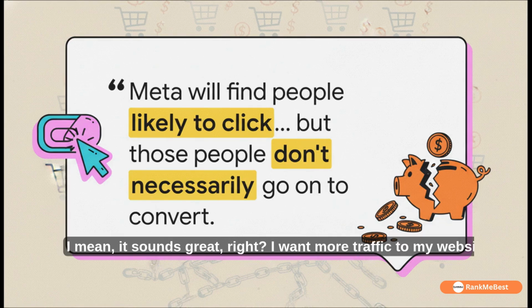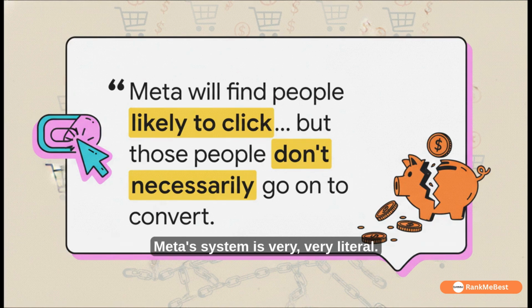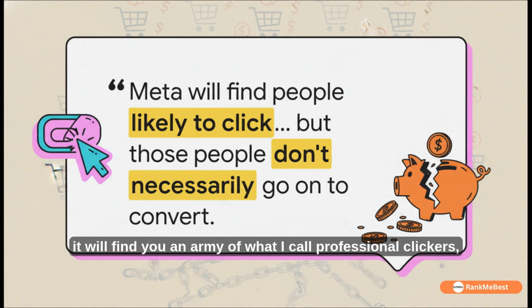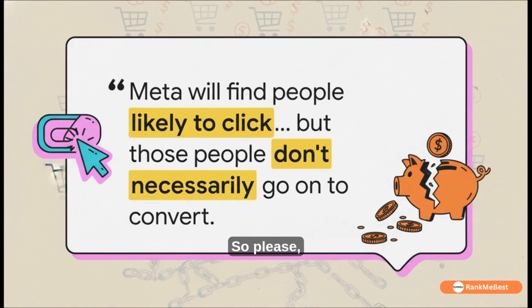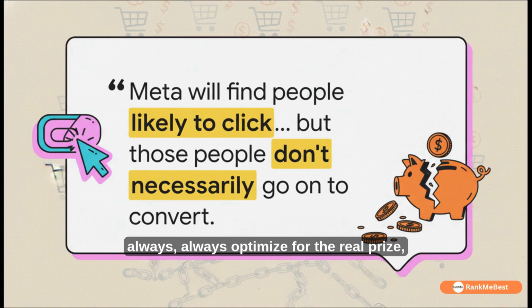I mean, it sounds great, right? I want more traffic to my website. But you have to remember, Meta's system is very, very literal. When you tell it you want traffic, it will find you an army of what I call professional clickers, people who just love to click on links but almost never actually buy anything or fill out a form. You'll get a report that looks great, full of cheap clicks, but your bank account won't see a dime. You get vanity metrics, but zero results. So please, always, always optimize for the real prize, the lead or the sale.